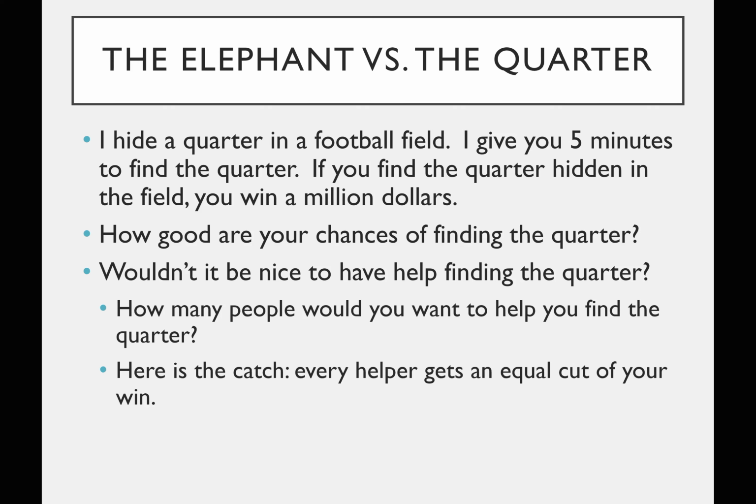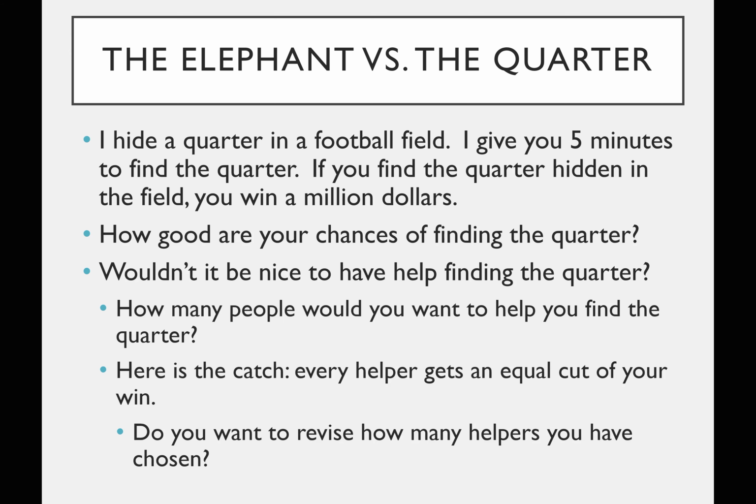But there's a catch. So I tell you, you can get as many people as you want to help you, but then you're going to have to split the $1 million with everybody. Right? So then maybe you're like, okay, maybe not my 50 closest friends, maybe my 10 closest friends, right? Because then you still have a pretty good shot at finding a quarter with 10 people for 5 minutes, but at least that way you're still getting $100,000, right? You don't want to give away all the money. So it's kind of this balance. How likely do you think you are to find it? And the more people you have, the more likely you are to find it. But there's always a cost associated with that. So that's the quarter.